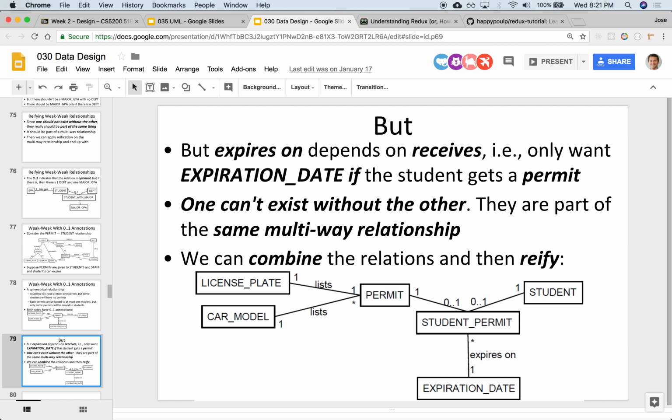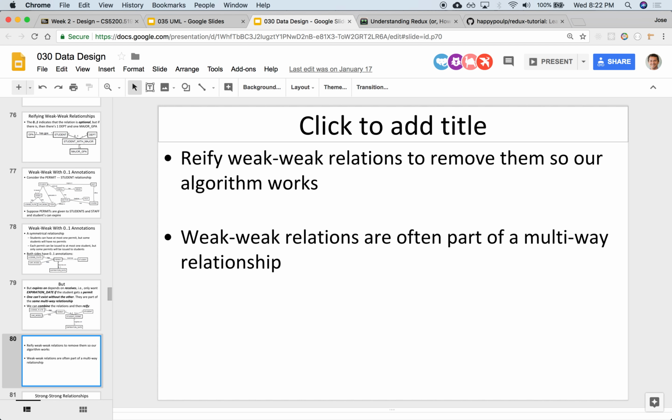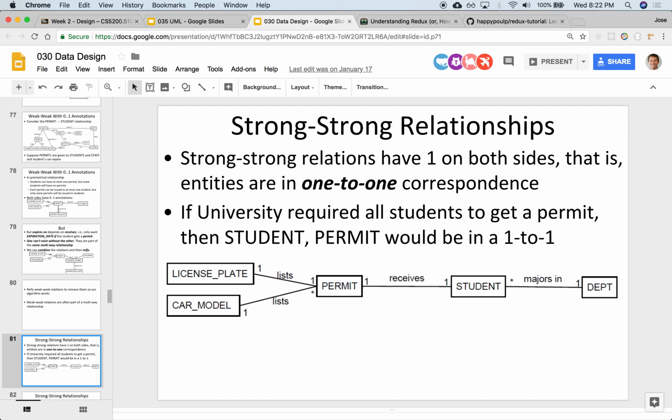Now, depending on whether you're a student or a staff, we might capture that if you do have a permit, then you have an expiration. If you don't have a permit, then there's no need to capture the expiration date. And I don't know if I have a staff example. No, I don't have a staff example.